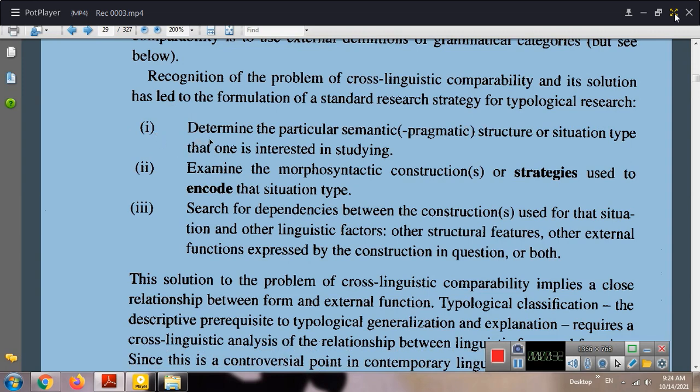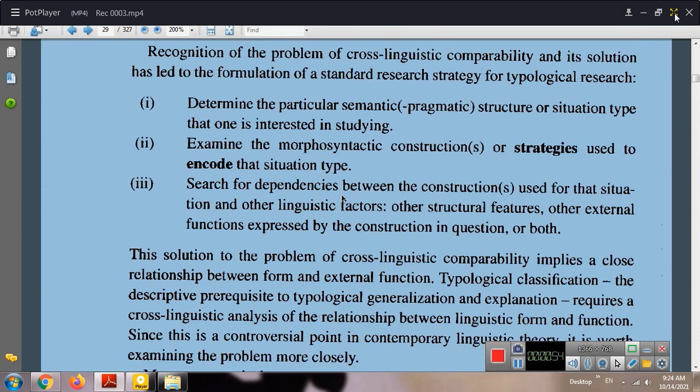Number 1. Determine the particular semantic or pragmatic structure or situation type that one is interested in studying. 2. Examine the morphosyntactic constructions or strategies used to encode the situation type. 3. Search for dependencies between the constructions used for the situation and other linguistic factors, other structural features, other functions expressed by the construction in question, or both.